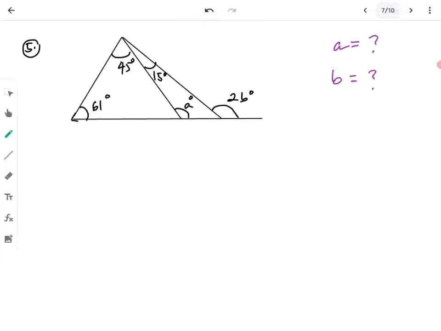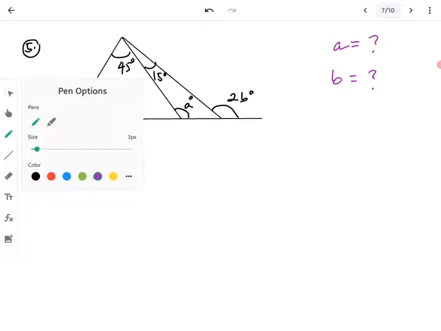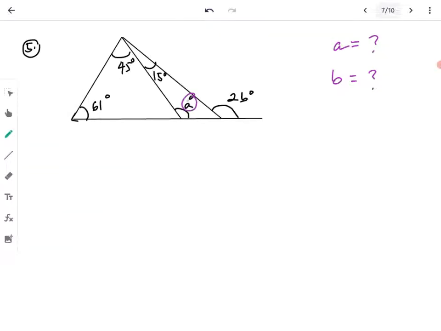Okay. So as you can see, A is the exterior angle of 45 and 61. This is the importance of how you can make the relationship, how you can spot first the exterior angle and its opposite interior angles, because when you can spot that, you can make your equation and eventually solve it. So here, we have A degrees, an exterior angle relative to 45 and 61.